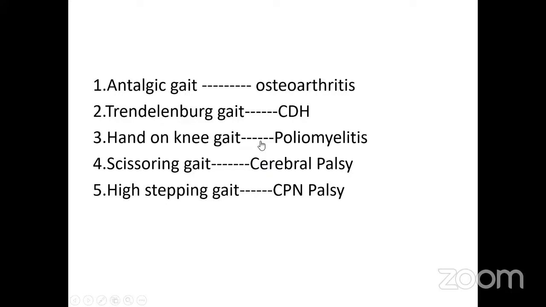Then scissoring gait is seen in cerebral palsy, because of the spasm, especially adductor spasm, there will be scissoring. And high stepping gait is seen in CPN, common peroneal nerve palsy, where there is foot drop, so the patient won't be able to clear the foot off the ground. So the patient flexes the hip to clear the foot off the ground.